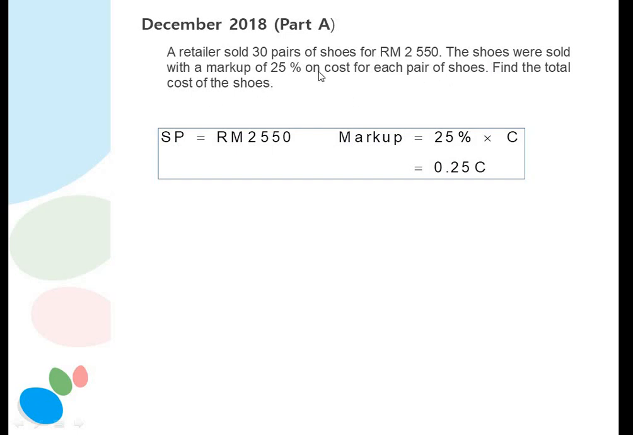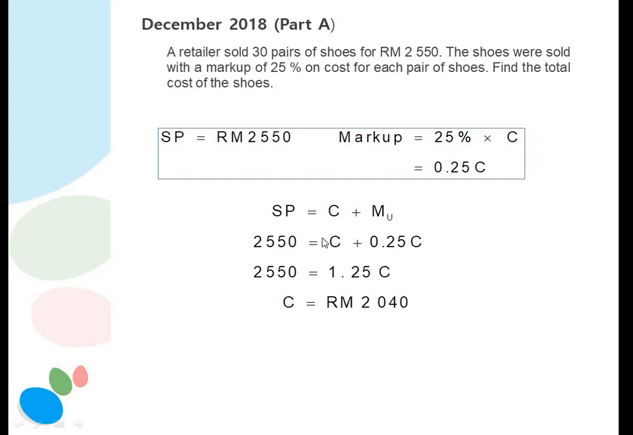And then markup 25% on cost. So markup equals 25% multiplied by cost C, simplify 0.25C. Formula. SP equals C plus M. Substitute our selling price. Substitute our markup. So 1C plus 0.25C equals 1.25C equal to 2550. So to find C, 2550 divided by 1.25, we get RM2040. So this is the cost, the total cost for 30 pairs of shoes. If let's say the question wants the cost of one shoe, then you should divide the final answer by 30.